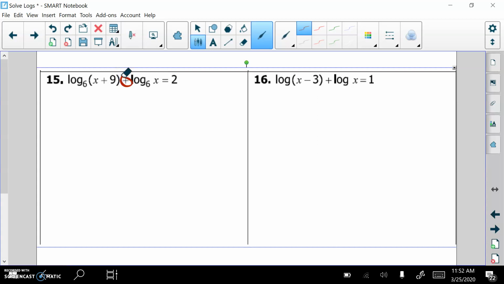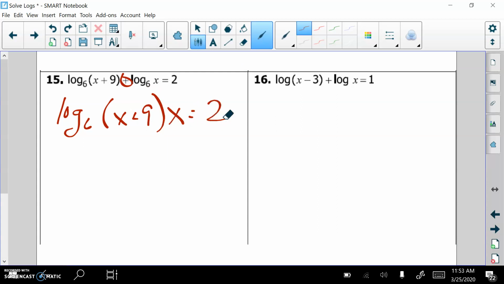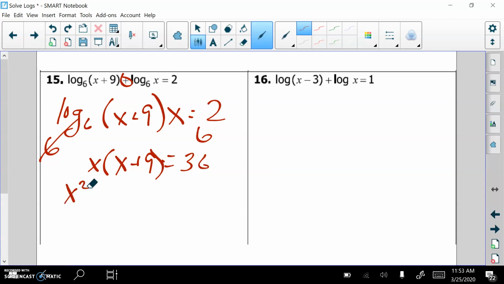Okay, plus means times: log base 6 of x plus log base 6 of x plus 9, times x. Yeah, it's ugly. I know that bothers y'all, but I don't care. Exponentiate with 6. I'll fix it right here. X times x plus 9 equals 36. And just start cleaning it up. X squared plus 9x. I'm going to go ahead and move the 36 over.